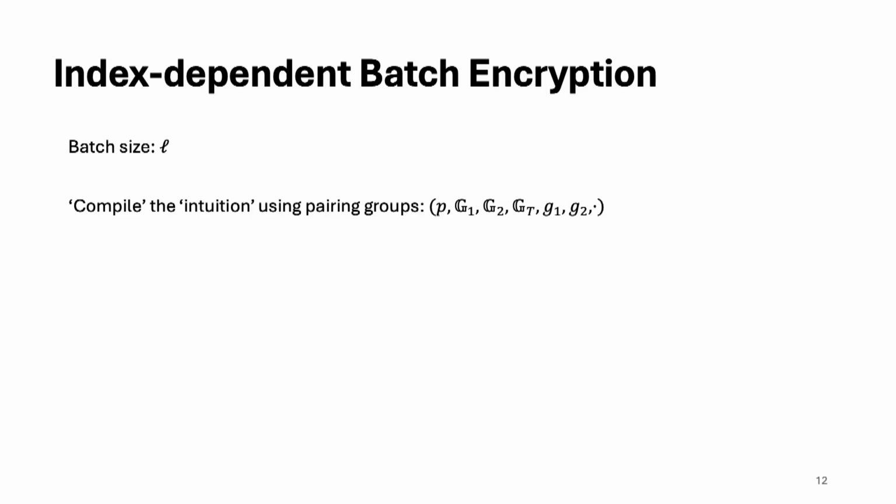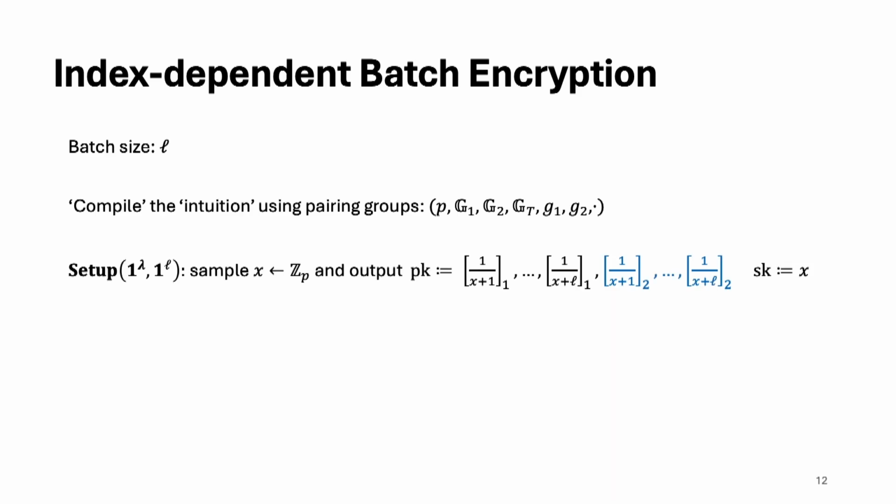So let's make this more concrete as the last step of the talk. Recall that we have a batch size of L, and let's compile this intuition in the previous slide using groups equipped with a pairing operation. At the setup phase, the setup algorithm samples a field element, and it outputs partial fractions from 1 over x plus 1 to 1 over x plus L. Remember, we have L slots in a block in the first and the second groups, respectively. These are our public key, and our secret key is simply this field element x.